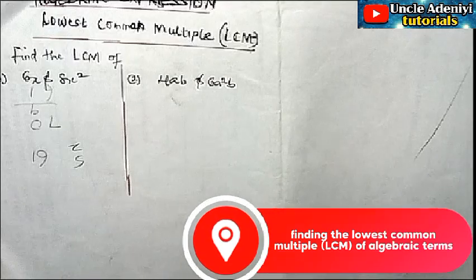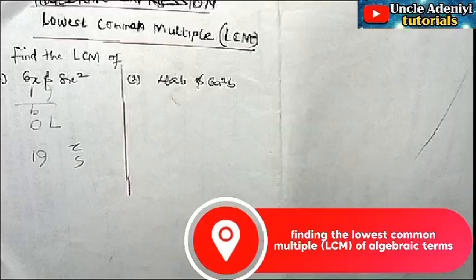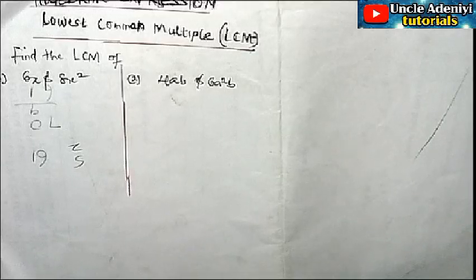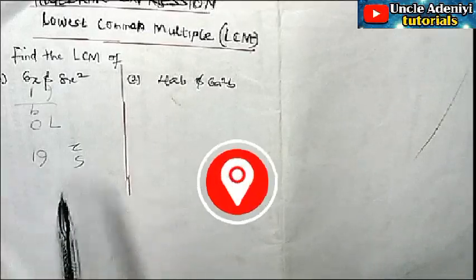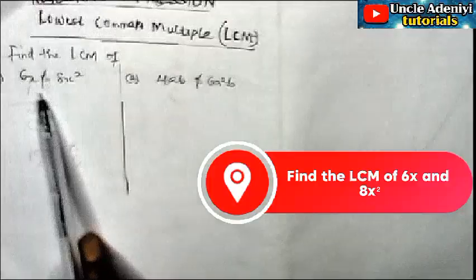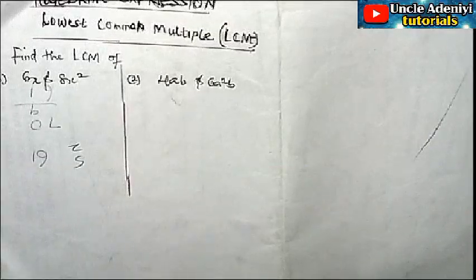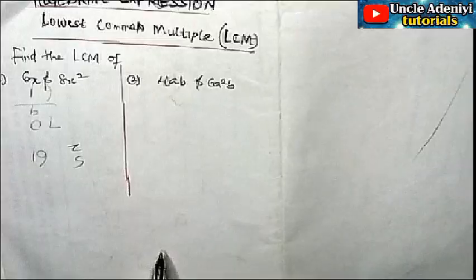So we're going to be finding the LCM of some numbers which are algebraic expressions. Do you understand? So now let's move on. Find the LCM of 6x and 8x squared. It is very, very simple. So what are you going to do? This is what you're going to do.